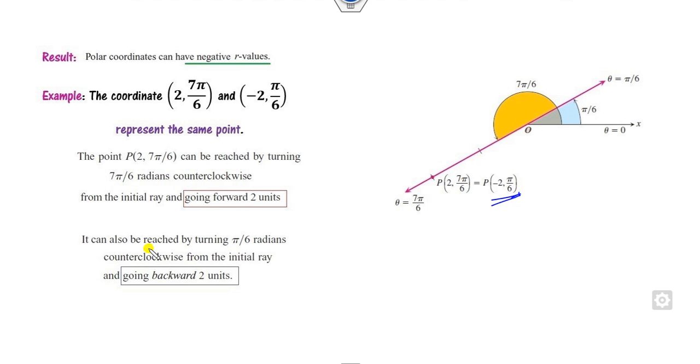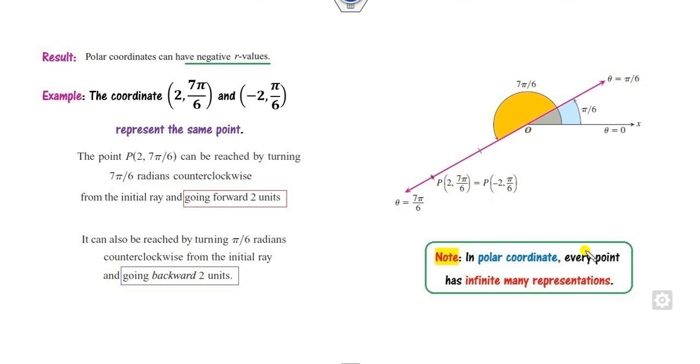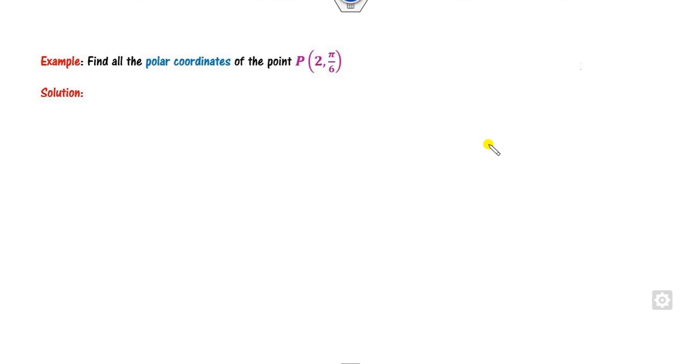So you can see, you can reach the pi by 6 radian angle counterclockwise, so it's positive, and the initial ray 2 units backward is called the negative. So you can see both the points are my same point. So in the polar coordinates, every point has infinitely many representations. Now, write all the polar coordinates of this point.